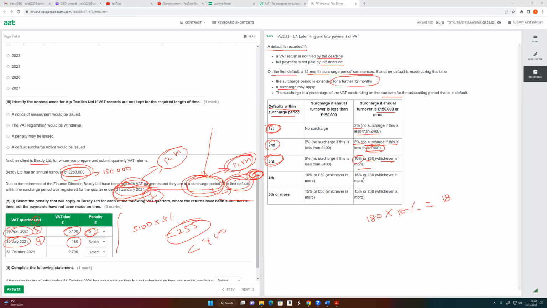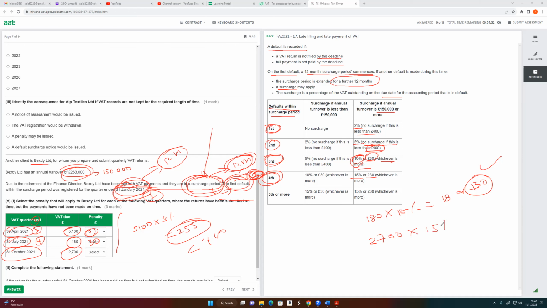So we said either 10% or 30. Which one is more? So 18 or 30. So 30 is more. So we take 30 here. And finally, you have 31st of October. That's my fourth default period. And it's 15% or 30. Which one is more? So 2,700 we have here.